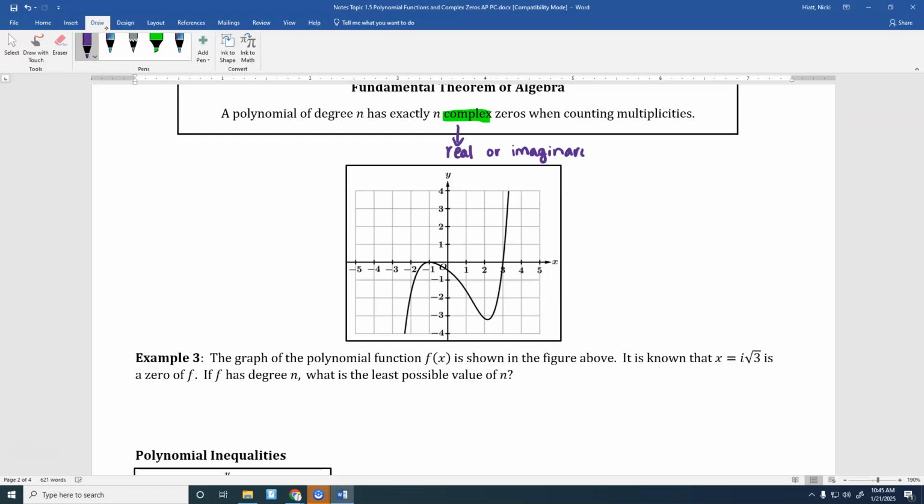And keep in mind, again, that complex can be real or imaginary. A lot of times when I see that word complex, I immediately go to imaginary because we don't usually call x equals 2 a complex number. We call it a real number, but technically it is a complex number.